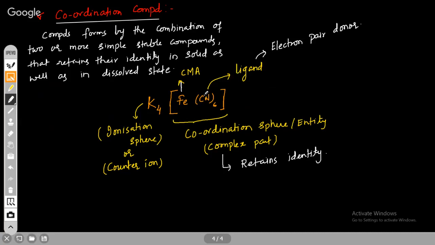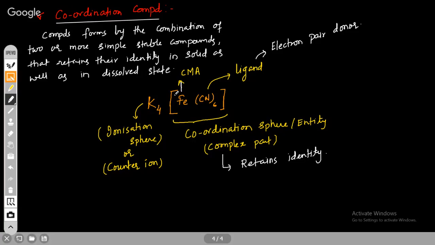We have 6 ligands present here, and all these 6 ligands donate a pair of electrons, not a single electron. I'm talking about a pair of electrons. So one ligand donates one pair of electrons to the metal. If the ligand is donating electrons to the metal, it means the metal must have the ability to accommodate those electron pairs. Correct? And how will the metal accommodate those electrons?